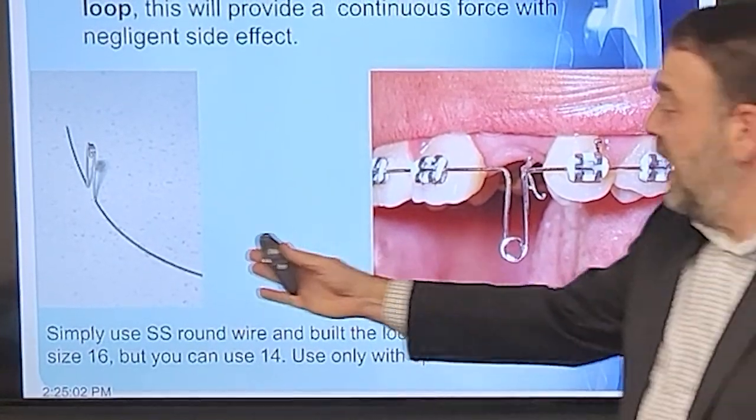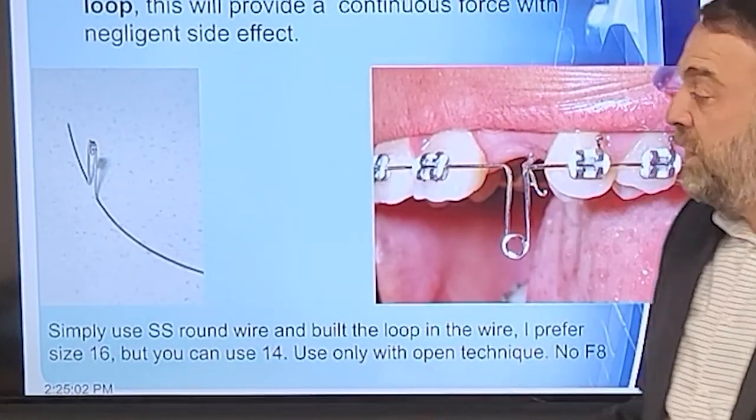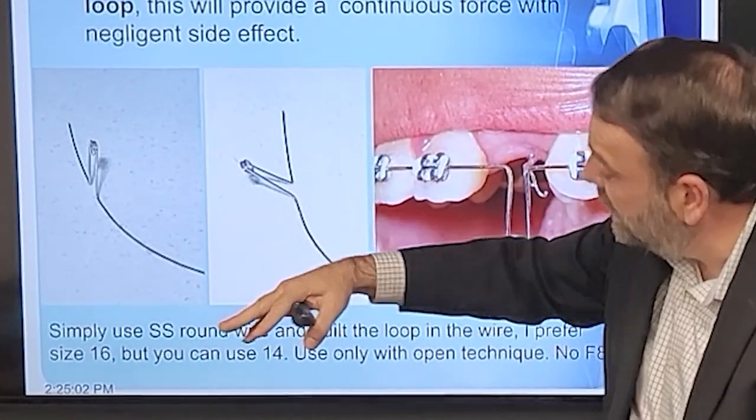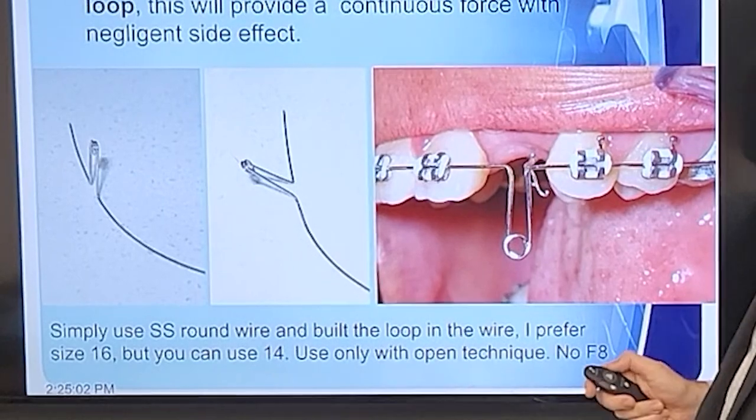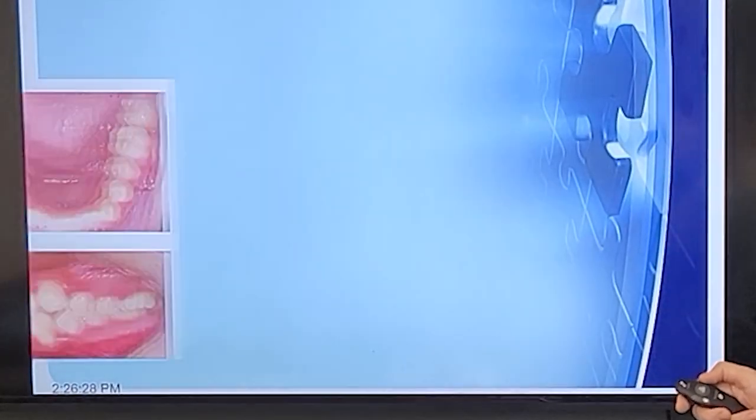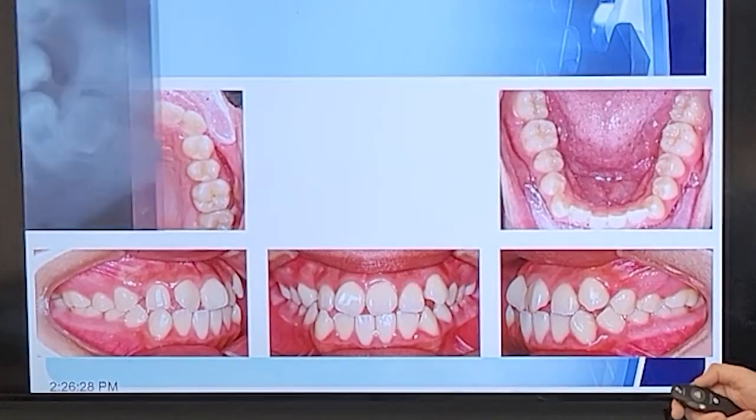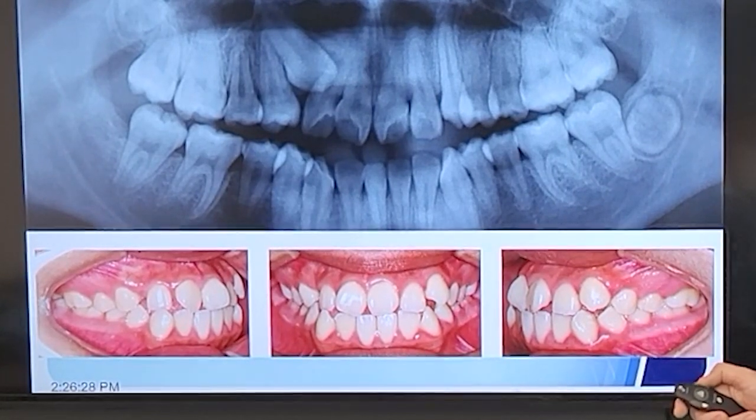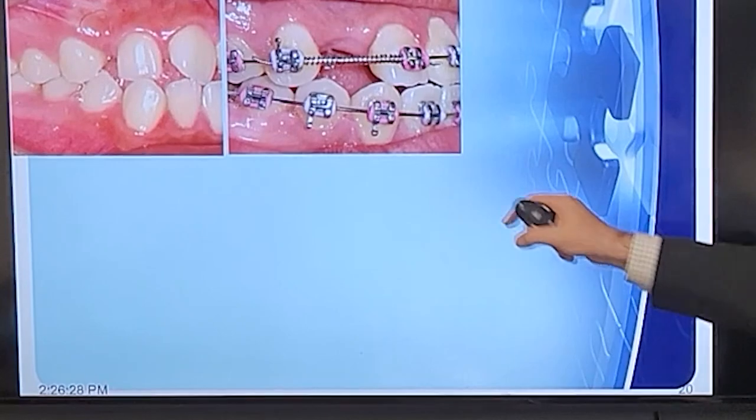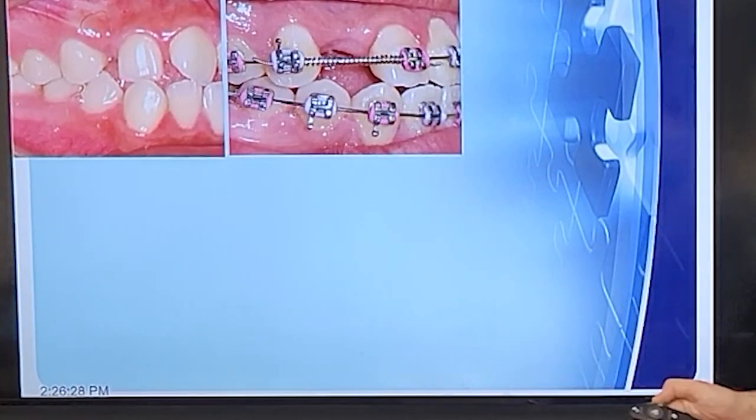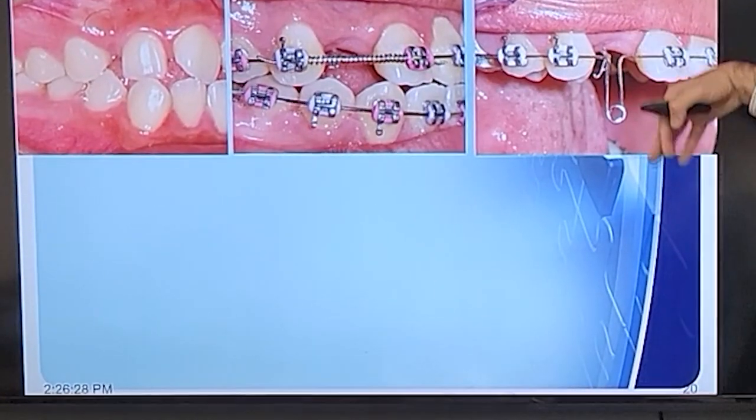Now, usually I bend it 90 degrees. If you want to activate it, you can also bend it a little bit more outward. This will provide more force to bring the tooth down. Here's a case, an impacted canine. Now, remember, step one, create space. Then we'll try to bring this tooth downward.